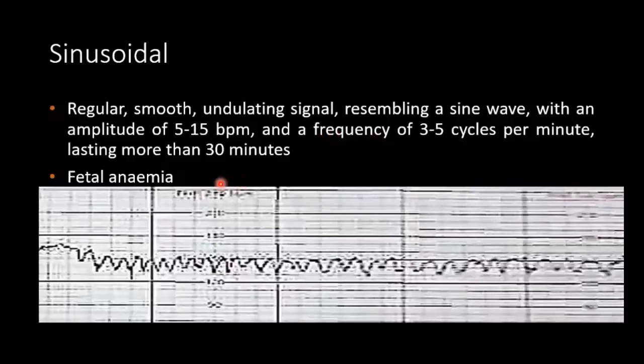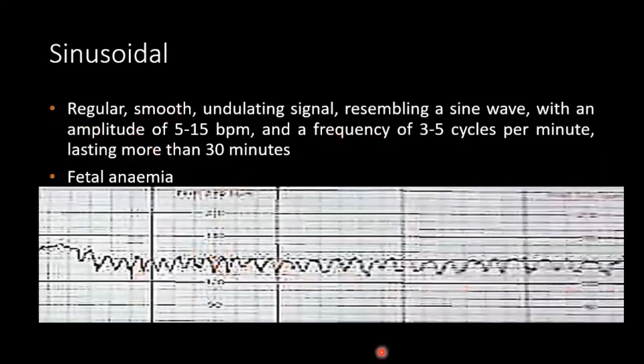So what is a sinusoidal pattern? It has been described as a regular, smooth, undulating signal resembling a sine wave with an amplitude of 5 to 15 beats per minute with a frequency of 3 to 5 cycles per minute lasting for more than 30 minutes. It's a very long description, but what it means is basically a sine wave pattern.